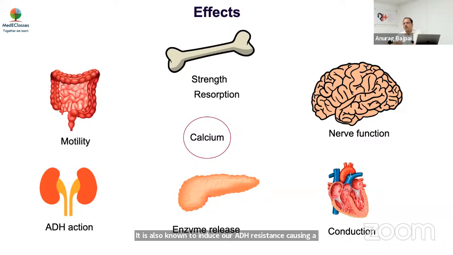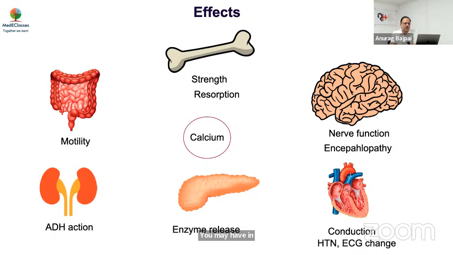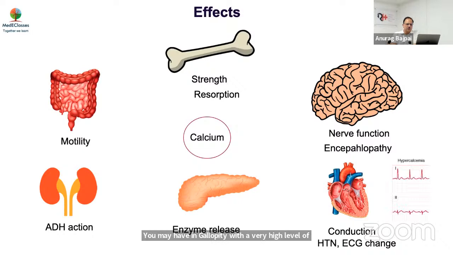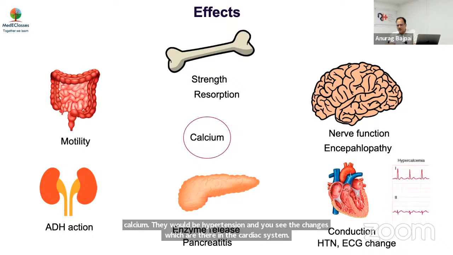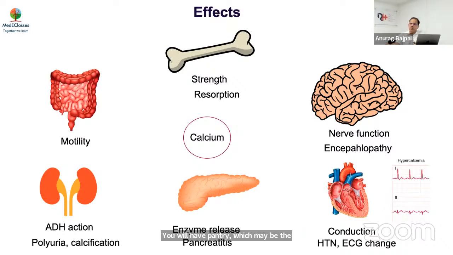So if your calcium levels are going high because of hyperparathyroidism, you will have increased bone resorption, resulting in reduced bone mass. You may have encephalopathy with a very high level of calcium. There would be hypertension and ECG changes in the cardiac system. You will have pancreatitis, which may be the classical manifestation. Polyuria and dehydration are more common in the setting of acute hypercalcemia, and this is a common presentation, as well as constipation. So these are the findings which may be there.